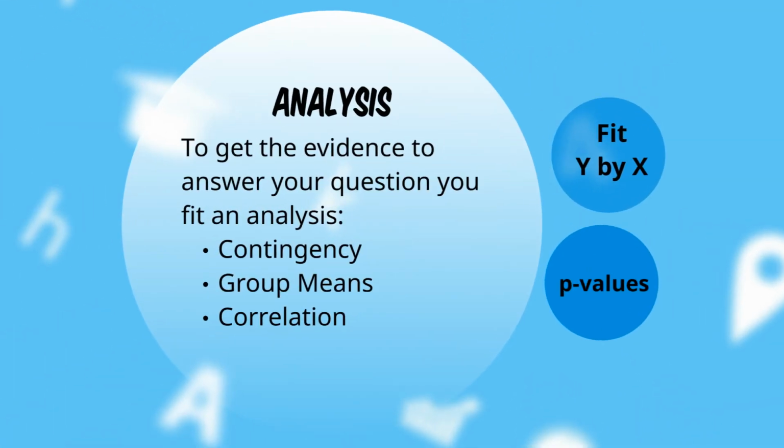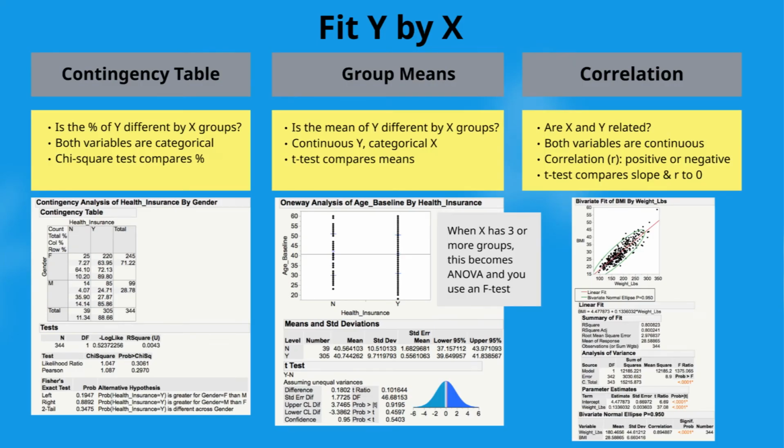Once we have our data and our question specified, we need to use our analysis to bring evidence that we need to answer our question. There are 3 types of analyses: contingency, group means, and correlation. All of them will use fit y by x. The 3 bivariate analyses that were considered, utilizing a fit y by x, where you have one predictor or x variable and one y variable, were contingency table, group means, and correlation.